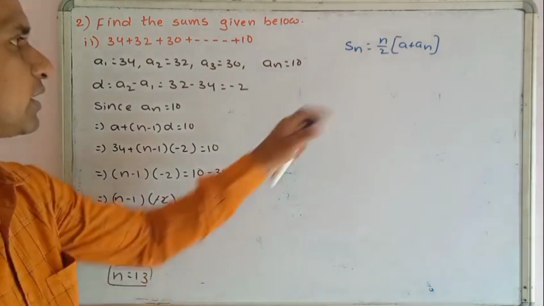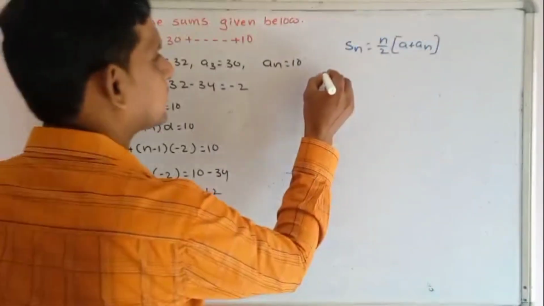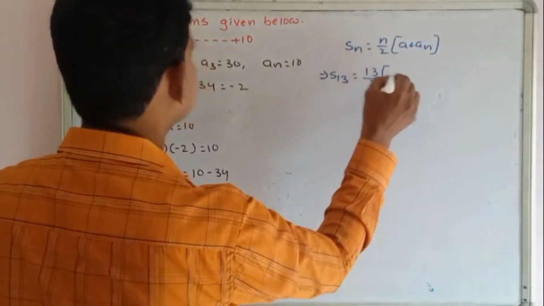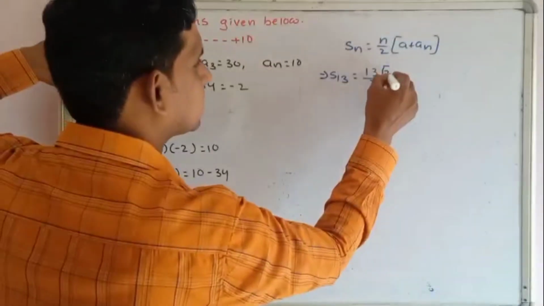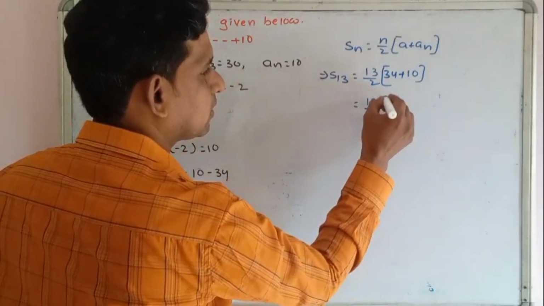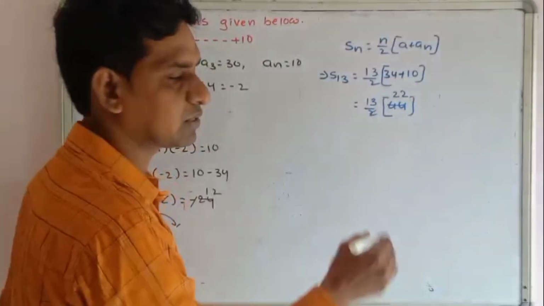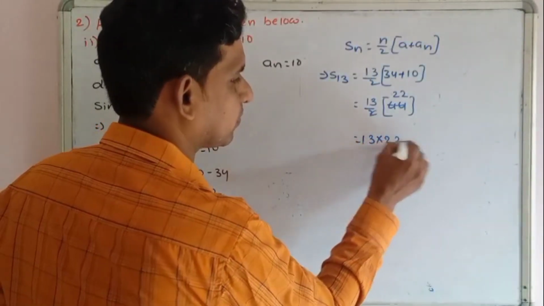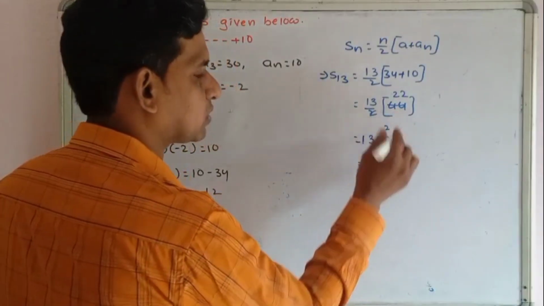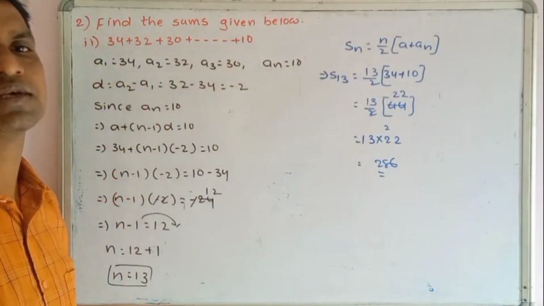Okay, coming to the next point. We will find the sum of n terms. So here how many terms are there? 13 terms are there. So S13 equals 13 by 2 into (a plus an). Here a is a1, that is 34, plus an is 10. That equals 13 by 2 into (34 plus 10), which is 44. 2 how many times? 22 times. So 13 times 22. 13 2s are 26, plus 2 is 28. The sum of the first 13 terms is 286.